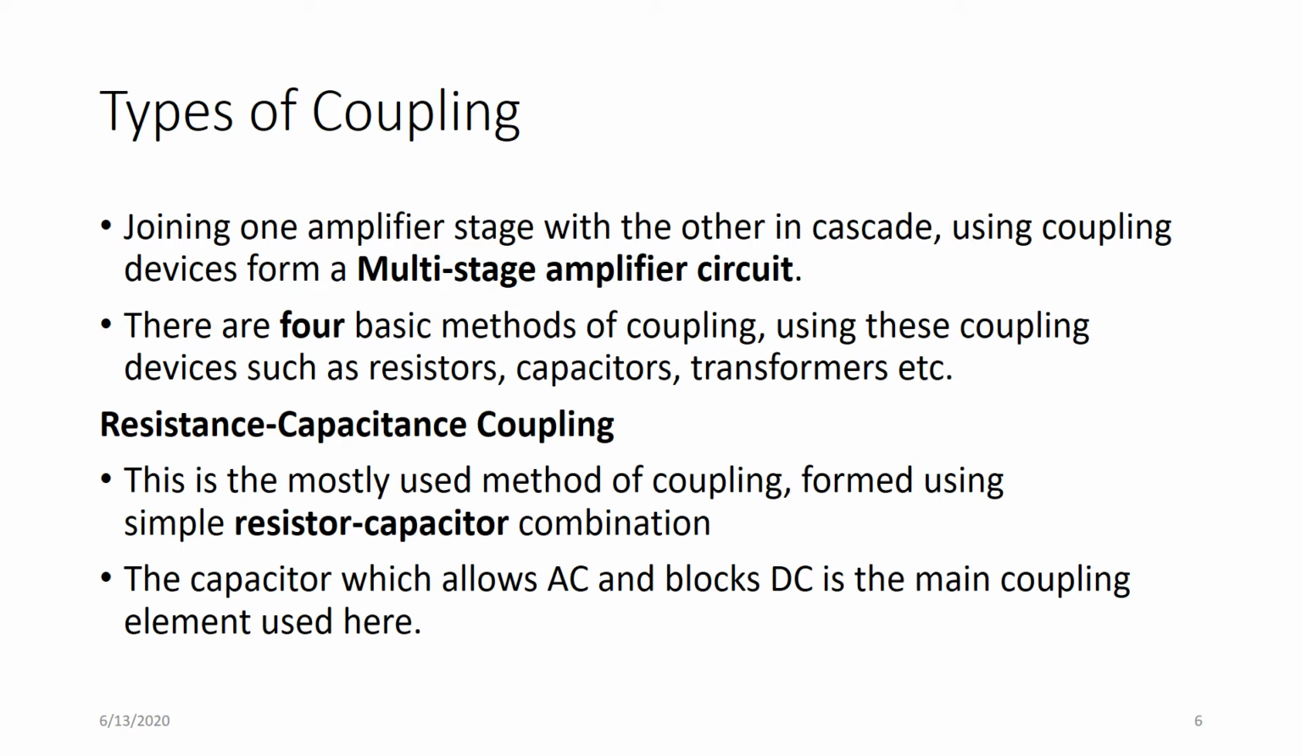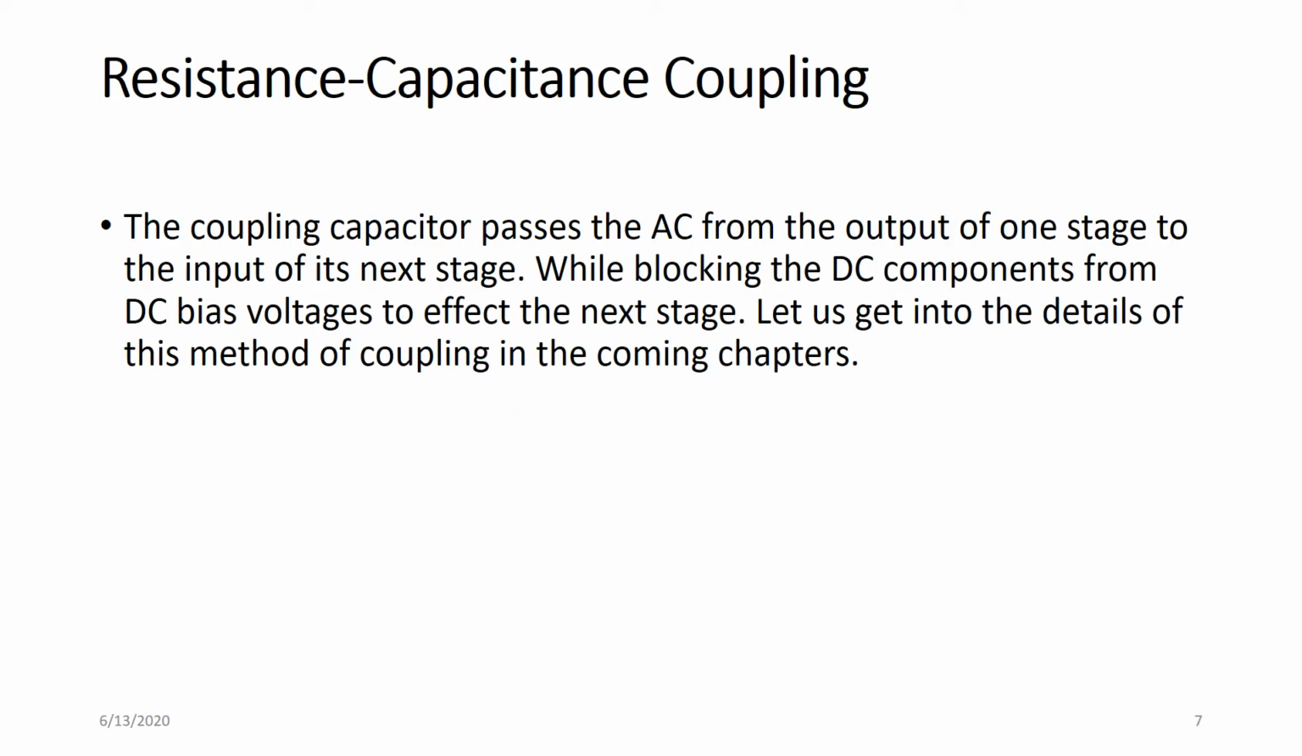Resistance capacitance coupling. This is the most commonly used method of coupling, formed using a simple resistor capacitor combination. The capacitor, which allows AC and blocks DC, is the main coupling element used. Let us start with the various types of multi-stage amplifier.